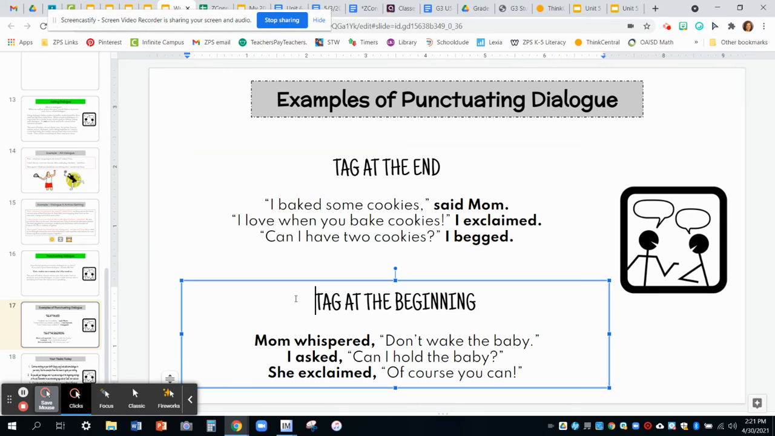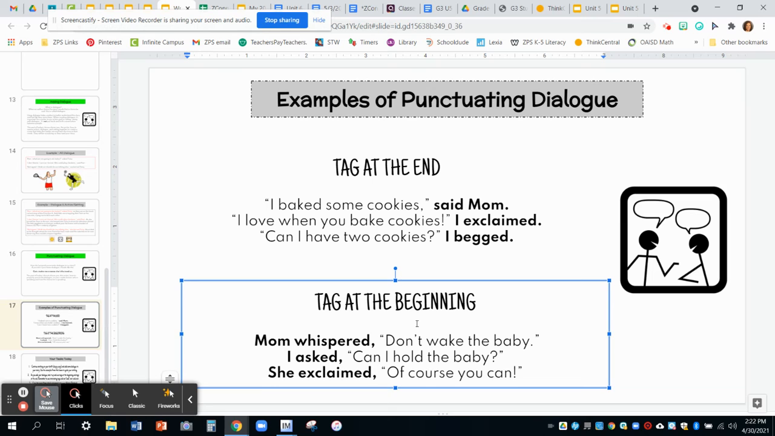So now, if we're looking at tags at the beginning, right? Who is speaking and kind of how they're speaking is at the very beginning. And after the tag, we put a comma every single time. So you see that right here, and right here. There's a comma, right? And then we put our quotation marks in whatever it is that they say. Okay. And again, now there can be a period because it's the last thing in the sentence. But the very, very last thing is going to be that quotation mark.